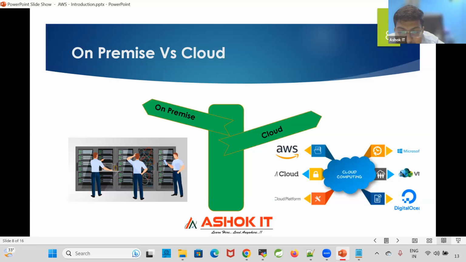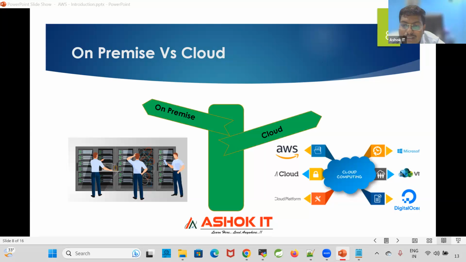On-premises infrastructure means we have to purchase the infrastructure and we have to manage it. So many challenges we need to face. A lot of money we have to invest, and so many challenges we are going to face when we deal with on-premises infrastructure. Are you guys clear? So now, to avoid the problems with on-premises infrastructure, we are going for cloud infrastructure.